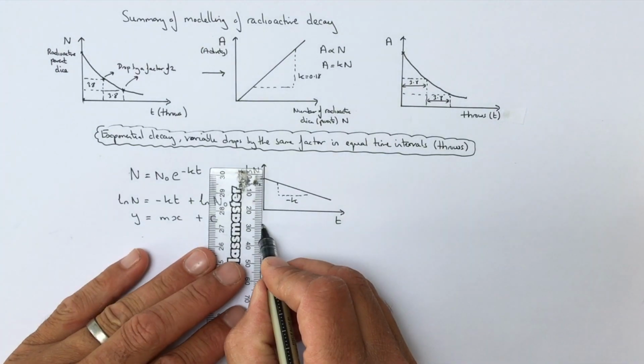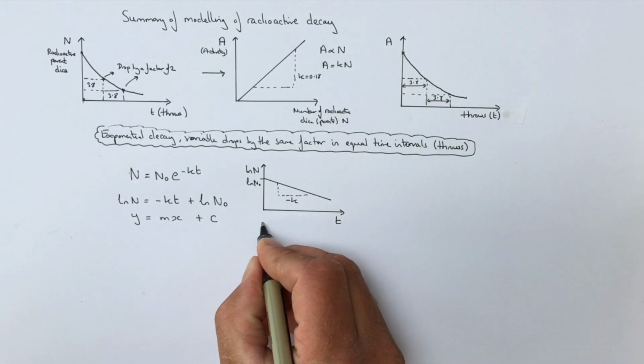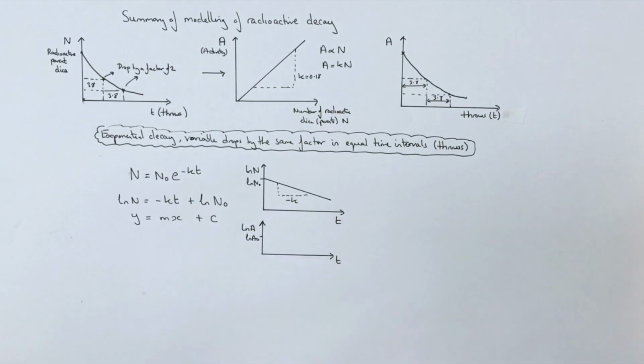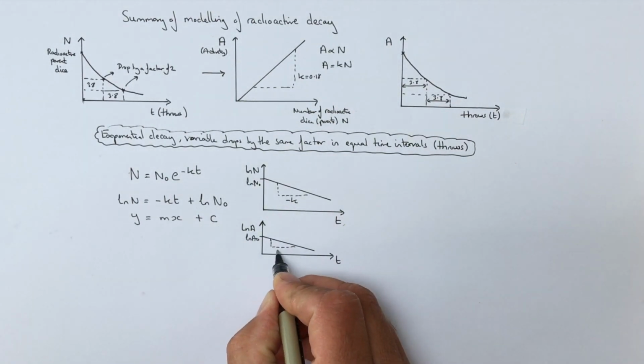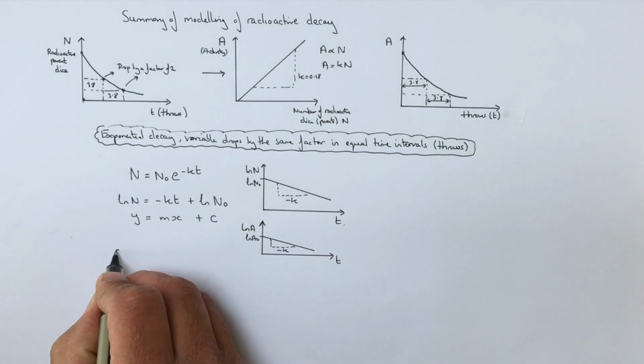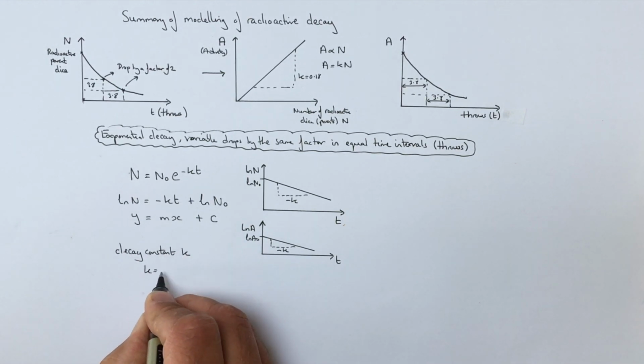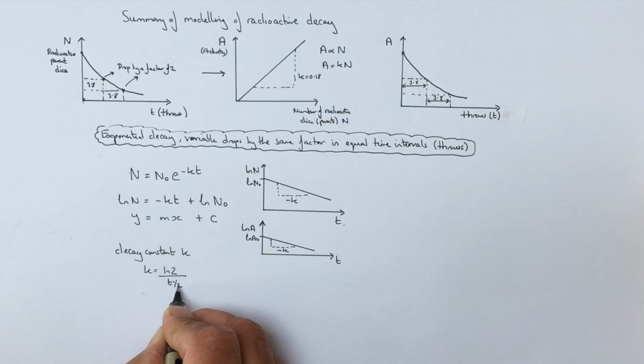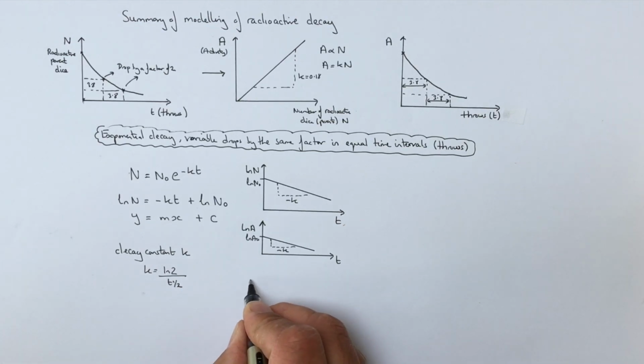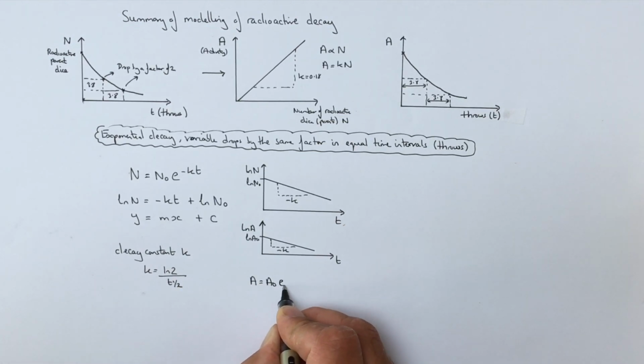Similarly, plotting a graph of log of activity against t gives us the identical relationship. The last equation we proved was for the decay constant k, and k is equal to the log of 2 over t to the half. That sums up all the equations that you need to know.